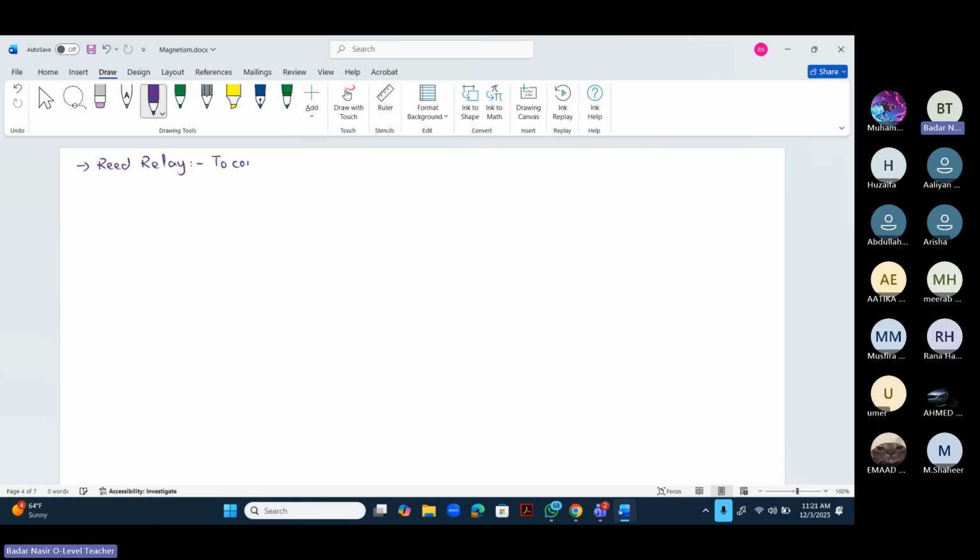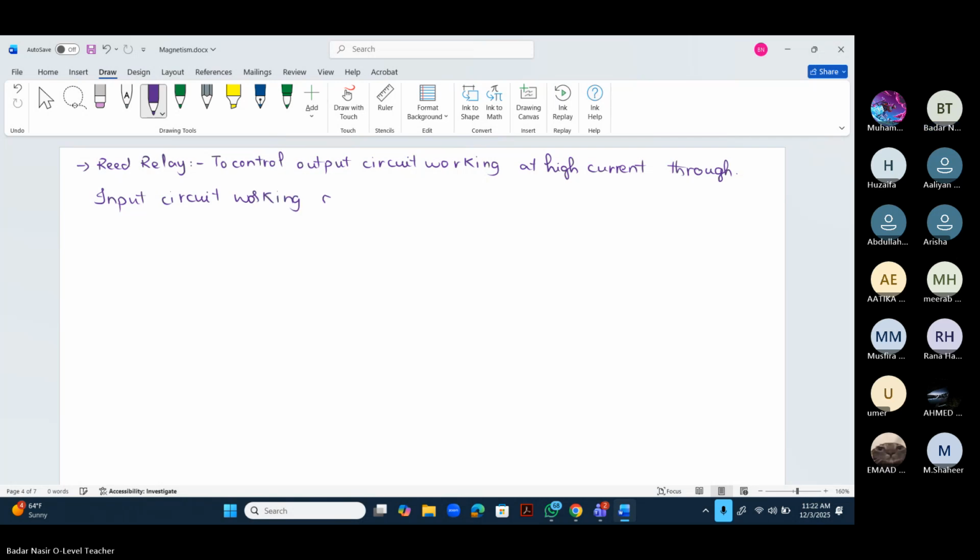To control output circuit working at high current through input circuit working at low current.